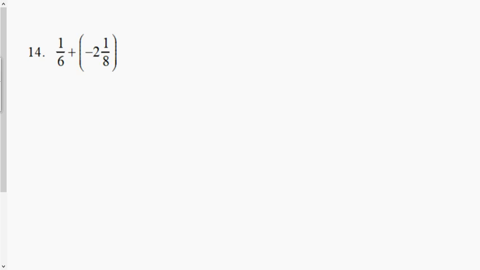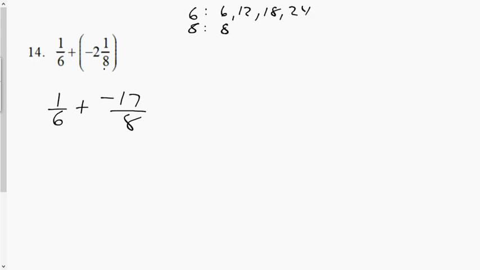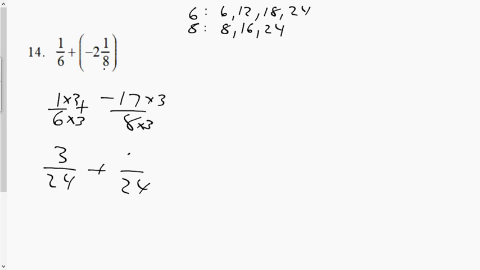Question 14 is now a grade 9 question because we're adding two fractions that are both positive and negative. First thing I'm going to do is, I don't like working with mixed fractions, so I'm going to change this question to the addition of mixed fractions. The first multiple that 6 and 8 share, if I was to write this out, is actually the number 24. Therefore, 24 will be your common denominator. Create your equivalent fractions, 3/24, negative 51/24. 17 times 3 is negative 51.